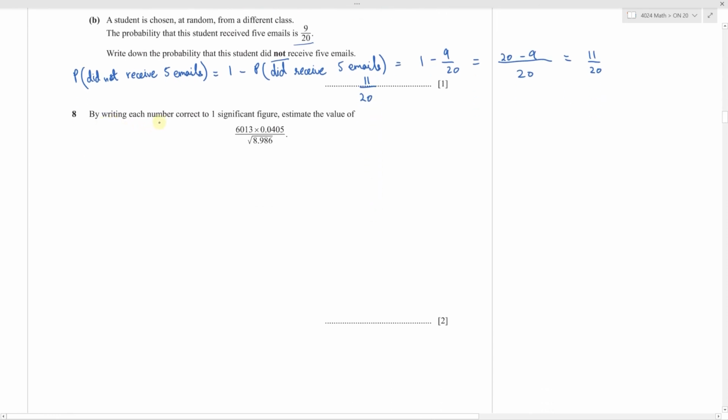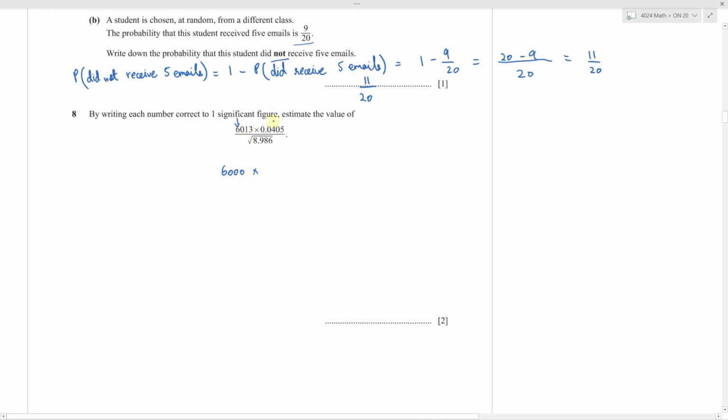Question number 8: by writing each number correct to one significant figure, estimate the value of this. So let's start with the first number. Your first non-zero value is this, which is 6. Then the next number is 0, so all the rest will become 0. 6013 correct to one significant figure will become 6000.